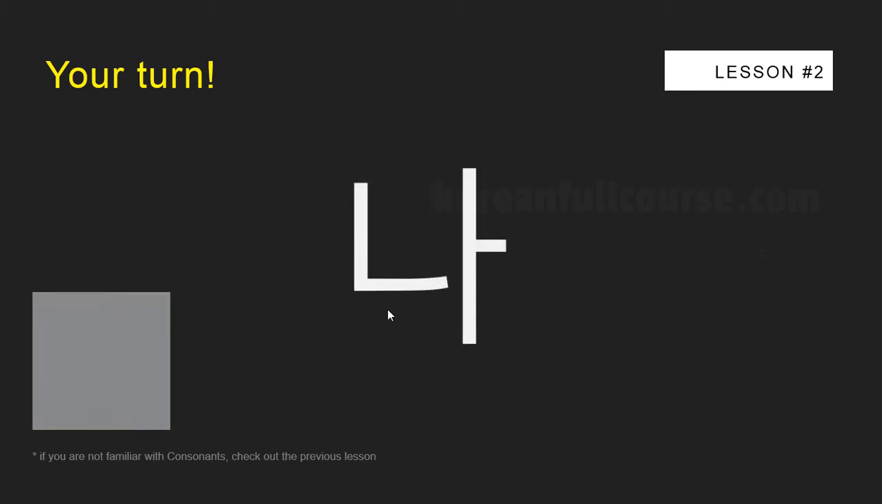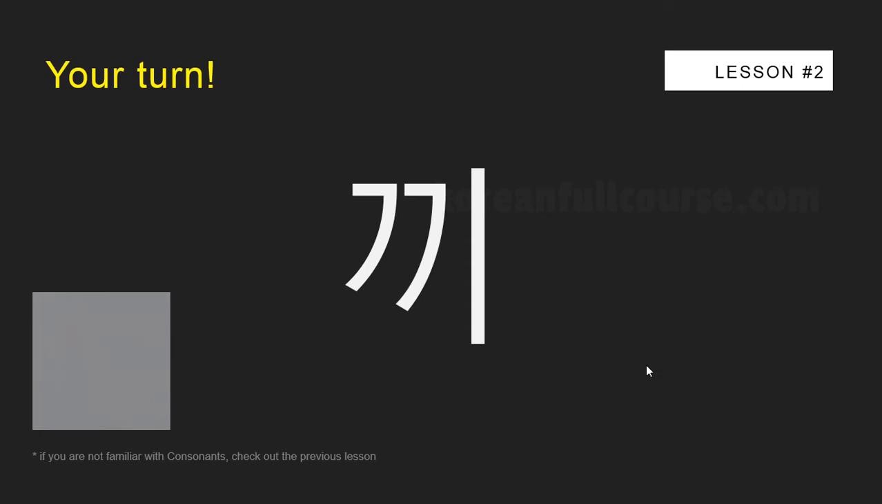And how would you read this? Pause the video and try to solve it on your own. It's a good opportunity for you to practice. So this one is na. As you remember, this consonant is n and this one is a. So you combine these two and get the sound na. The next one is, pause the video again and try to solve it for yourself. This is ki. The double consonant k and i, ki.